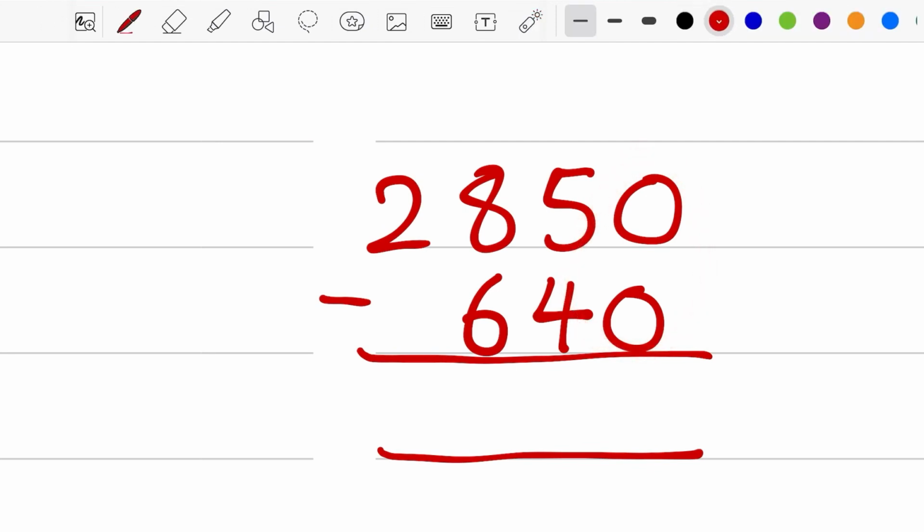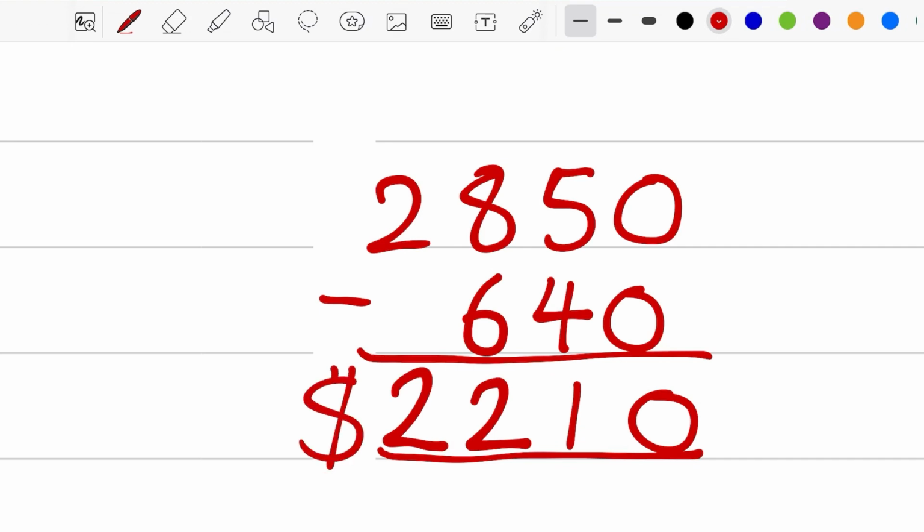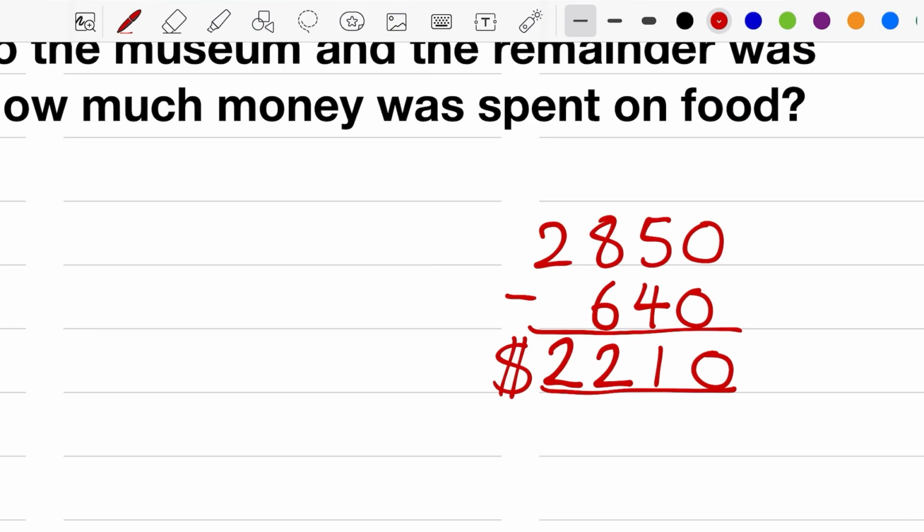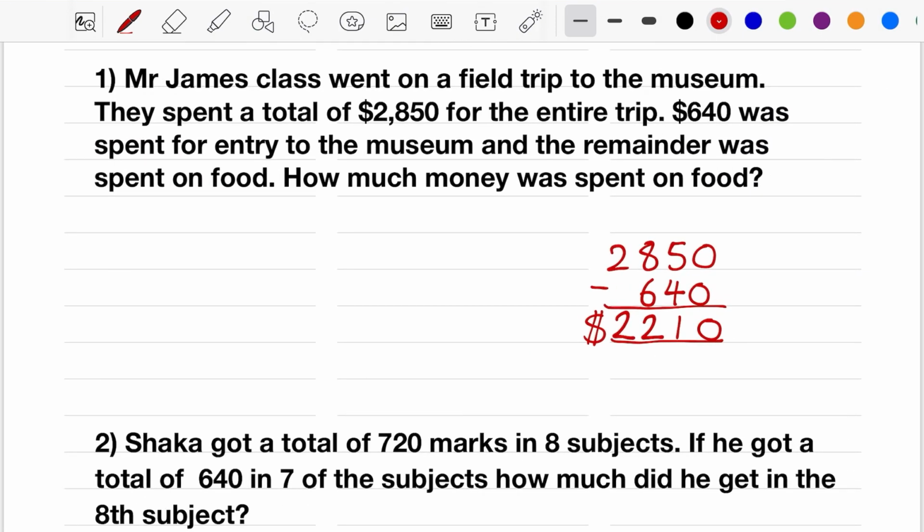0 take away 0 is 0. 5 take away 4 is 1. 8 take away 6 is 2. And 2 take away 0 is 2. So your answer is $2,210. So always remember to put your units.